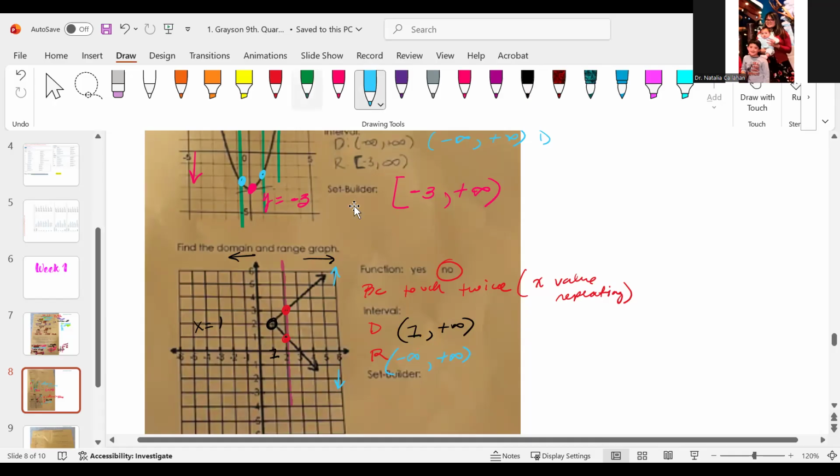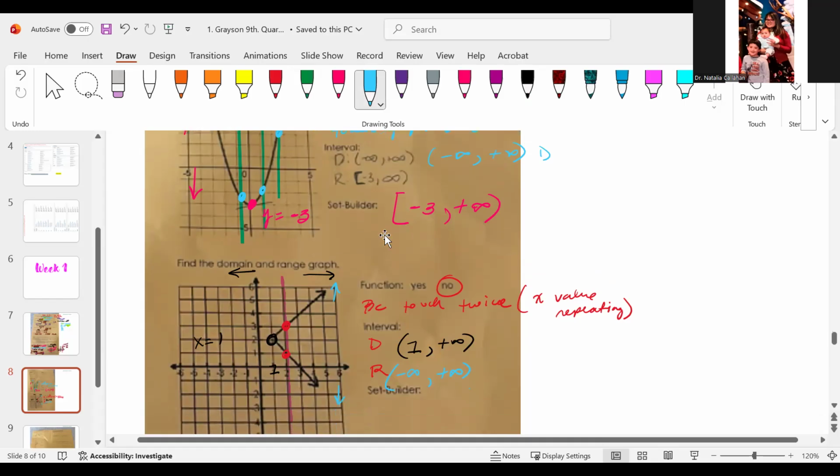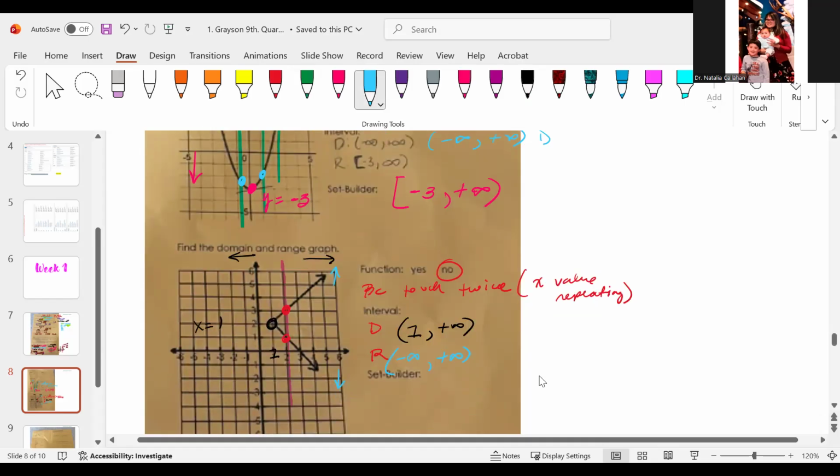Wait, set builder? Oh, okay, I'll rewrite this in a different way. So set builder will be: the domain will be x is greater than 1. But it's open, so there's no equal sign. Range: negative infinity, less than y, less than positive infinity, or all real numbers. Does that make sense?